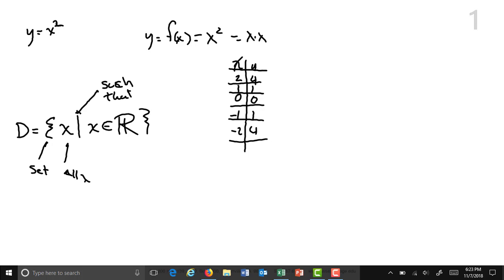So, if we want to graph it, we'll go like this. This is capital X, capital Y. And now let's graph it. Well, 0, 0. Is that right? 1, 1. Minus 1, 1. 2, 4. And minus 2, guess what? Well, if I combine that, this is a parabola like this. And that's the graph of f of x equals x squared.